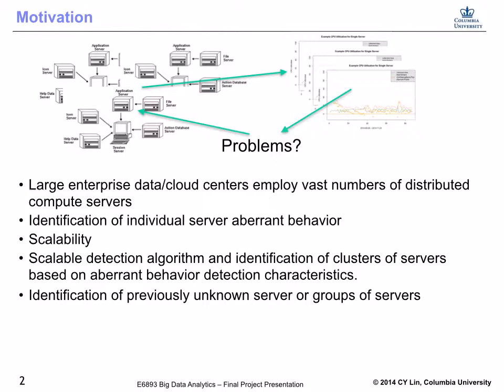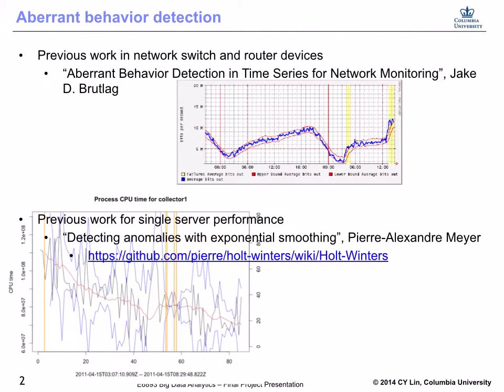First, let's talk a little bit more about aberrant behavior. Aberrant behavior detection has gone on in, we can see examples within network monitoring, Jake Bootslag's work, and some peer Alexander Mayer did some work with single performance servers. Both had in common the use of the Holt-Winters algorithm. It's an exponential smoothing algorithm. In weather-related data, it's a triple exponential smoothing. For this particular project, we're going to use the double exponential smoothing version of Holt-Winters to facilitate creating the confidence bands. That's what you can see in common with both these graphs.